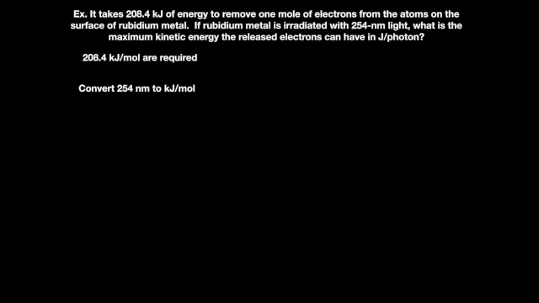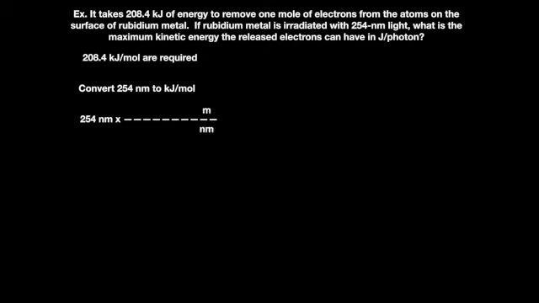So our task in answering this question is to first convert 254 nanometers of light into kilojoules per mole in order to compare it with the energy that's required. So I first need to, because I need to use my formula c equals lambda times nu, convert into meters. So I'm going to first convert by putting nanometers on bottom and meters up top.